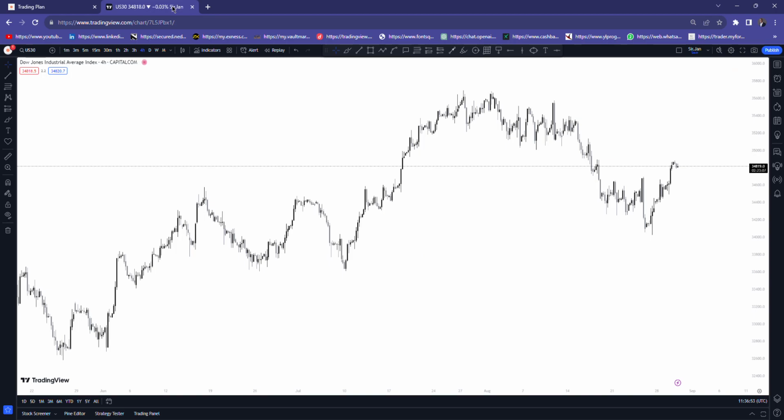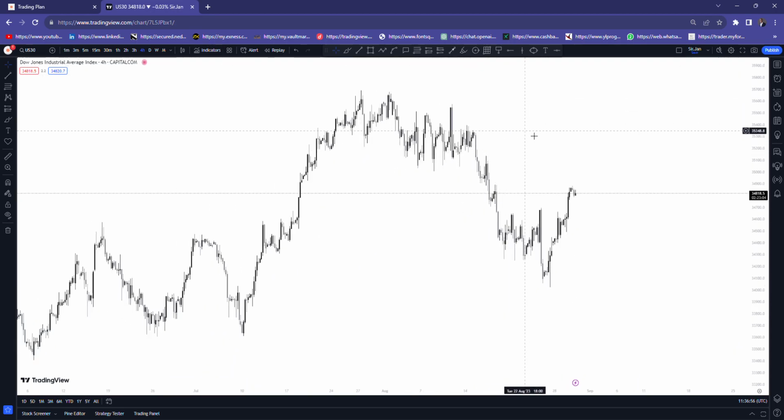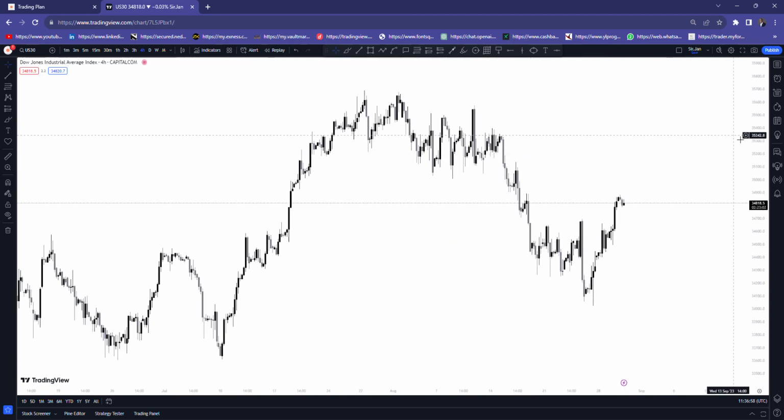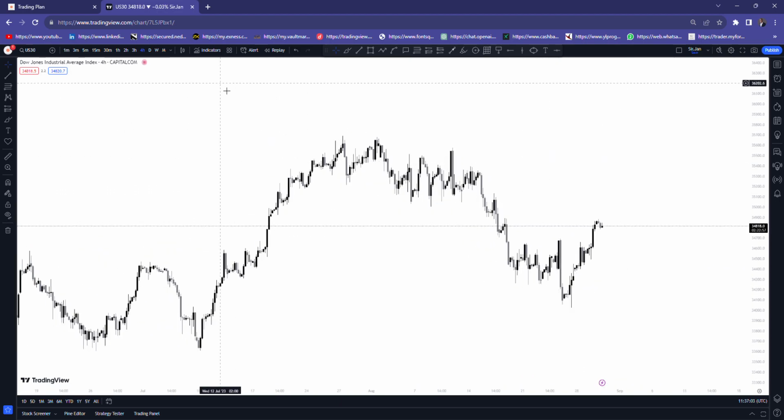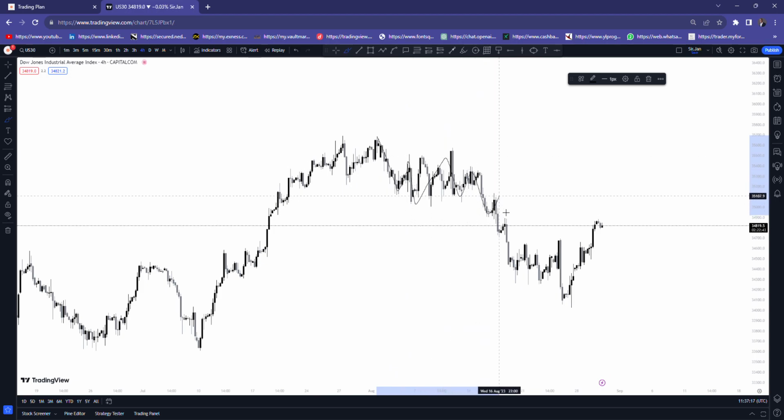Quickly, let's go to the chart. So now this is where we are now, US30, we are on 4 hour. US30 has shown us this type of movements. We have seen this happening. Then change of structure, change of character.